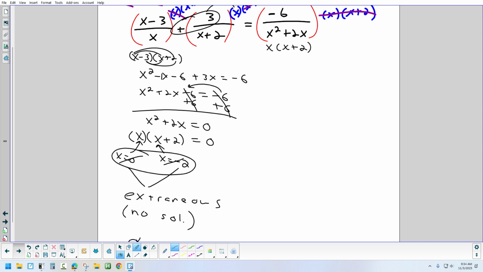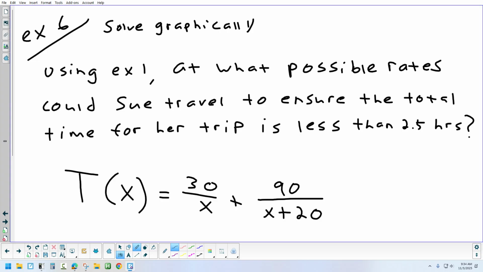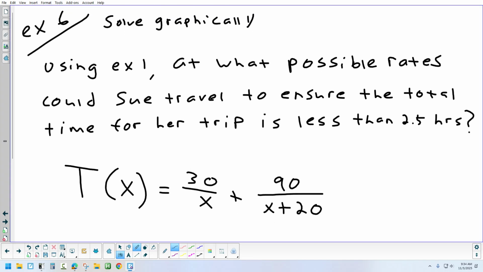Okay, so the last thing we're going to look at, we're going to go back to the word problem again. All the information is the same. So she's still driving 30 miles by car, 90 by train. Train is 20 faster than the car. So none of that's changing. But something's really different with how they've asked this question. How did they ask this question in a different way than the first one? They're asking for more than one rate. So they're asking, at what possible rates could Sue travel?